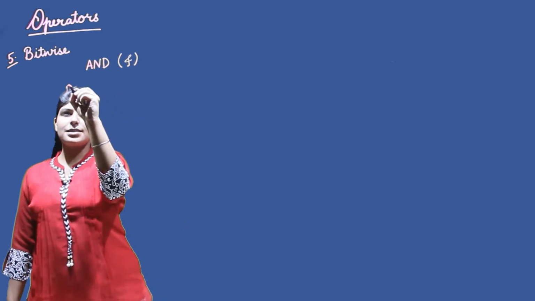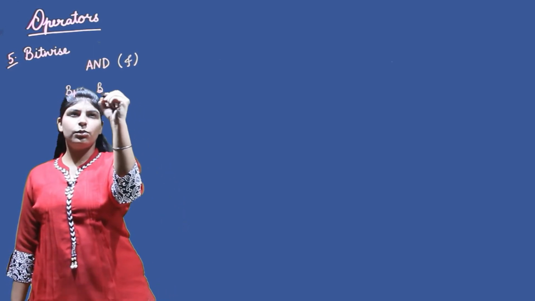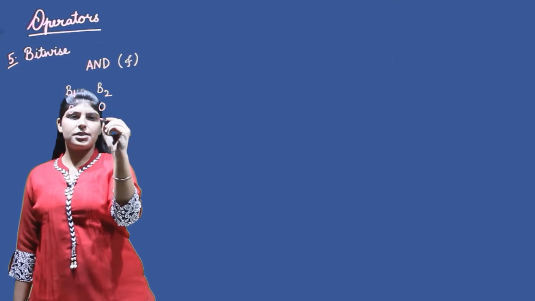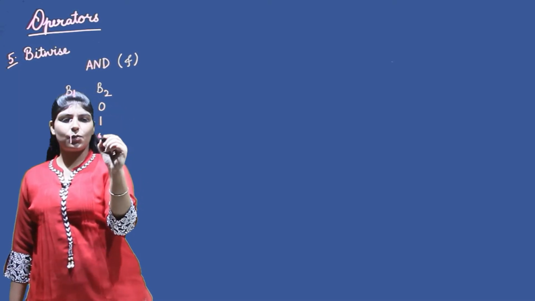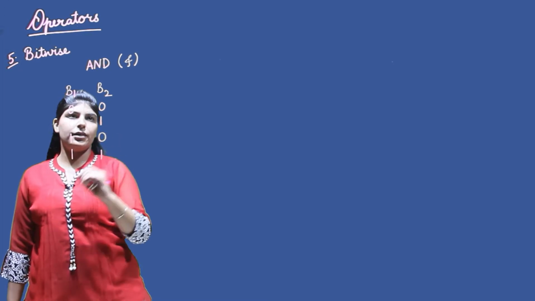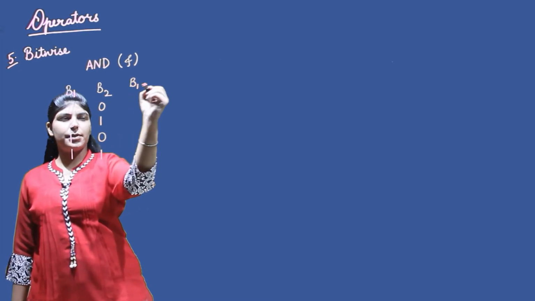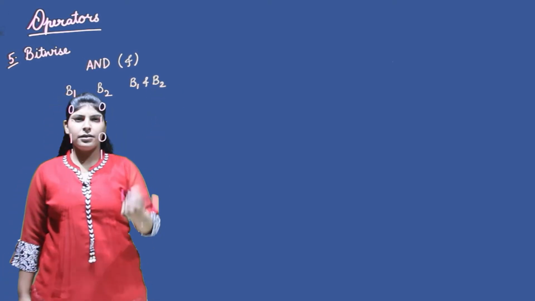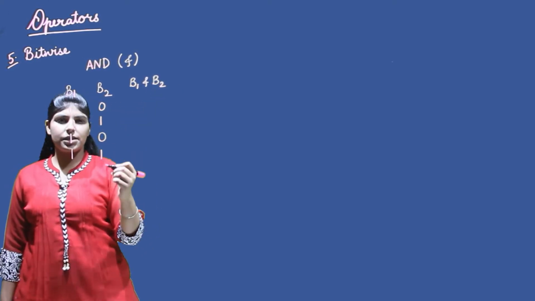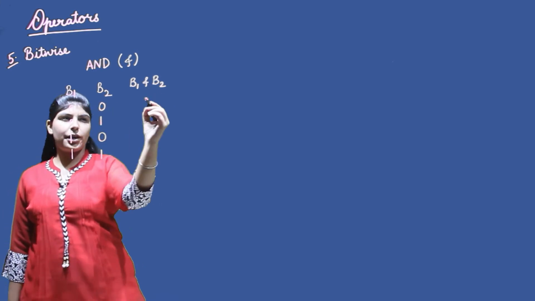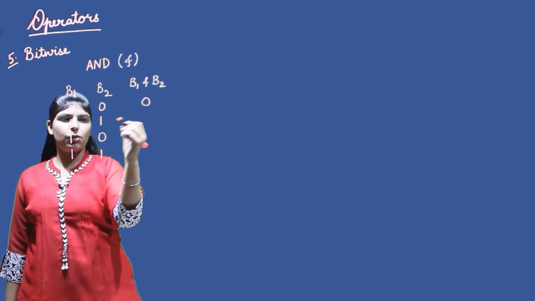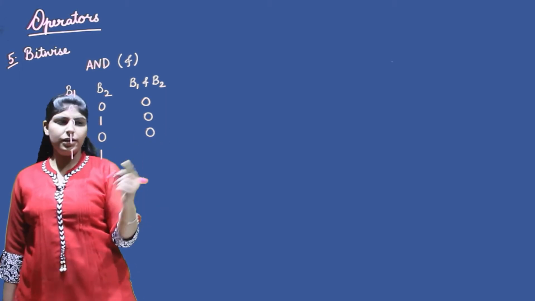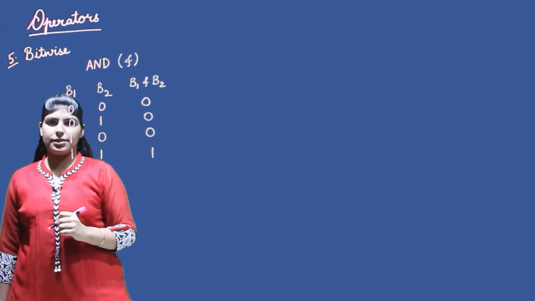If we have two bits, bit 1, bit 2, the values are both bits 0, first bit 0, second 1, first 1, second 0, and both bits 1. Now if I apply AND to these bits, AND will work similar to logical AND. So if any one of the bits is 0, AND will return 0. So here both bits are 0, so AND will be 0. Here one of them is 0, so AND will be 0. Here both the bits are 1, so AND will return 1 in this case.